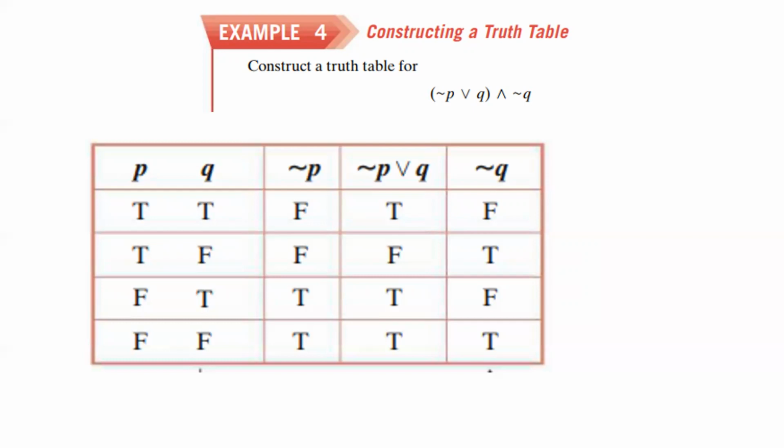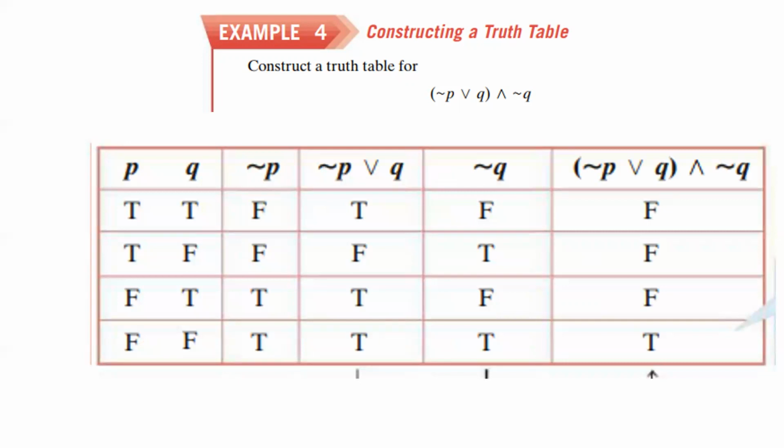And now finally, I can conclude what my logical statement column looks like. So I'm comparing my tilde p or q with my tilde q, and it's an and statement. And an and statement is only true if both of those values are true. Otherwise, we're going to return a value of false. So looking at my first row, true, false, that's false. Second row, false, true, that's false. Third row, true, false, that's false. And then finally, the last row is the only case where I'll have something true.